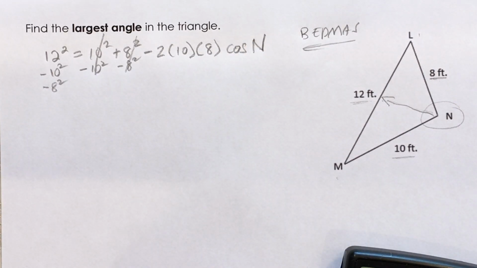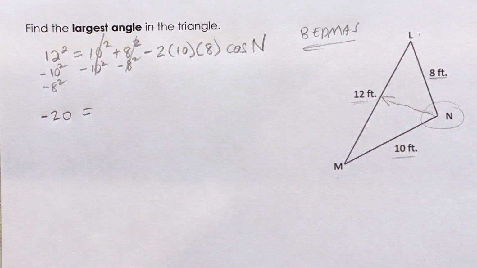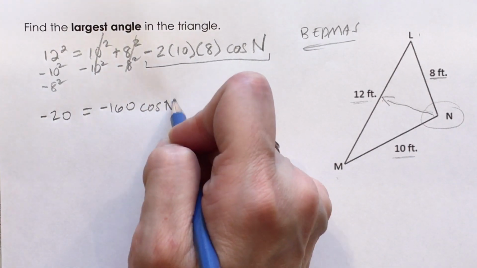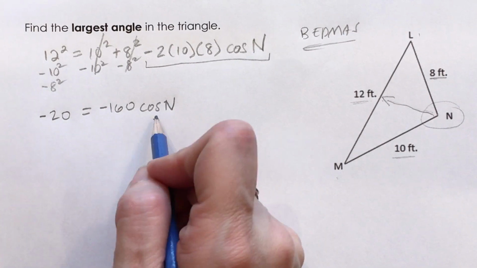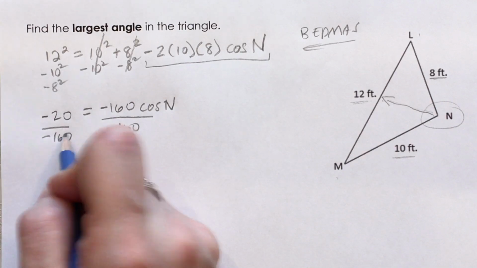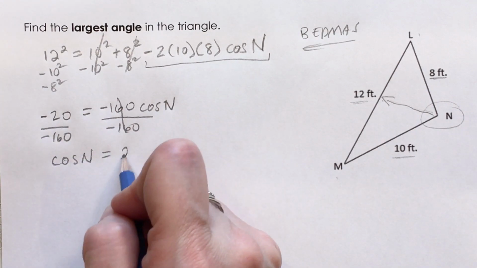So I'm typing in 12 squared minus 10 squared minus 8 squared. That gives me negative 20. And then here, this is all one big term, so I can multiply the three numbers together that are at the beginning. Negative 2 times 10 times 8 gives me negative 160 times the cosine of angle N. So I'm still trying to get N by itself, so I'm going to divide now both sides by negative 160. Switch sides here, so I get that the cos of angle N, two negatives make a positive, is 20 over 160.